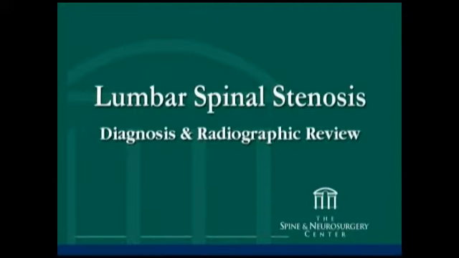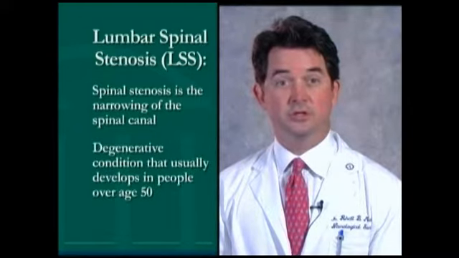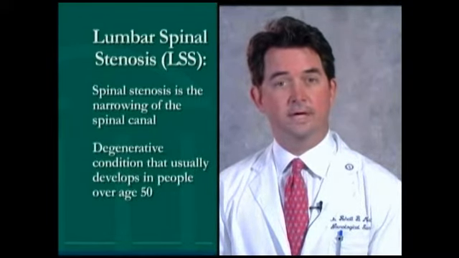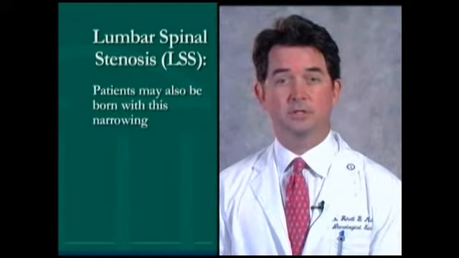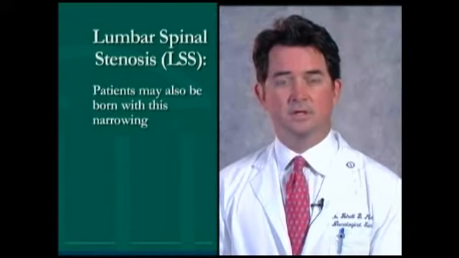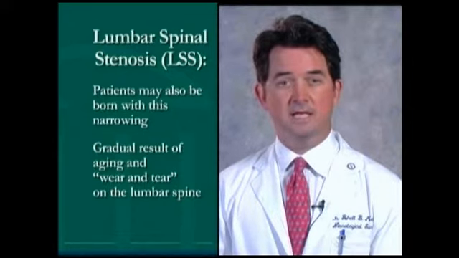First of all, we're going to be discussing diagnosis and radiographic review of lumbar spinal stenosis. Lumbar spinal stenosis is the narrowing of the spinal canal resulting in compression of neurological tissues. This is a degenerative condition that usually occurs in people over age 50. Some people are born with a congenital spinal stenosis, which also may make them more likely to develop spinal stenosis at a later age. This stenosis occurs from gradual wear and tear on the lumbar spine over years, causing enlargement of the facets and ligaments and compression of the neurological structures.